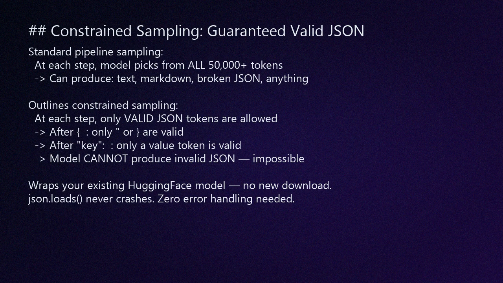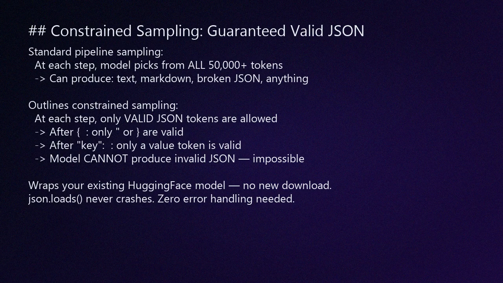It works by intercepting the model's token selection at every single step and masking out any token that would produce invalid JSON at that position. If the output so far is an open brace and a string key, the only valid next token is a colon. All other tokens are zeroed out before the model can choose them. The model literally cannot produce invalid JSON because invalid tokens are never available.